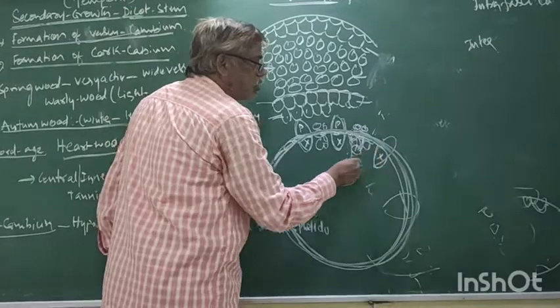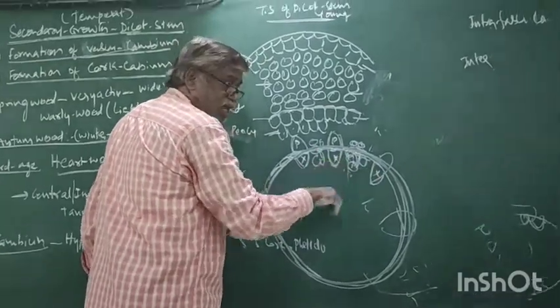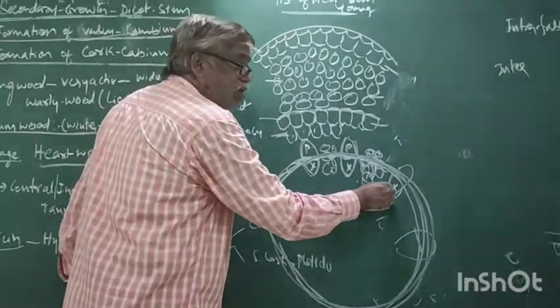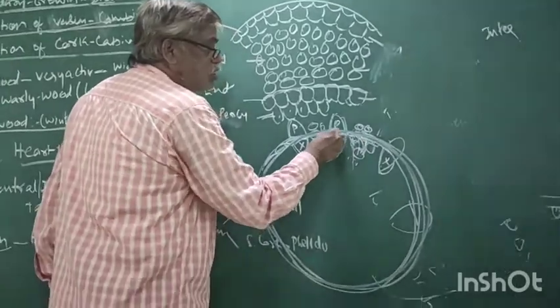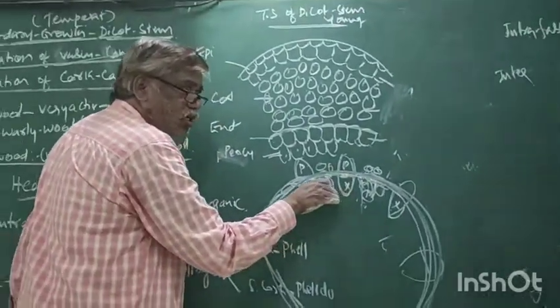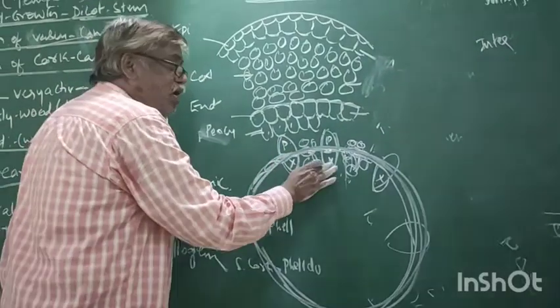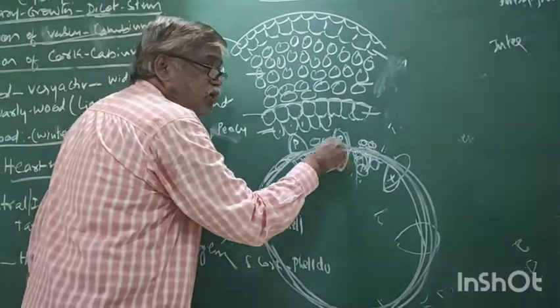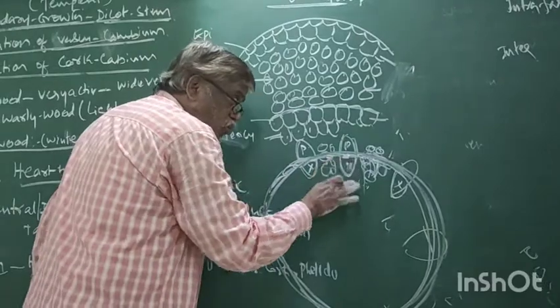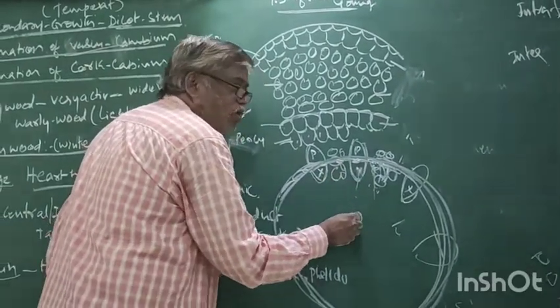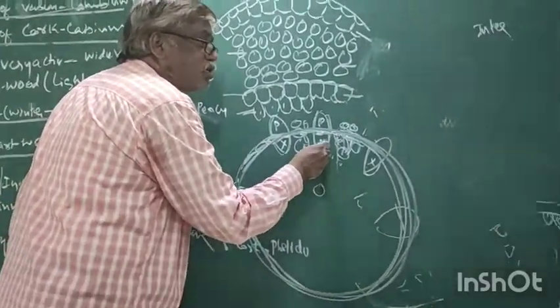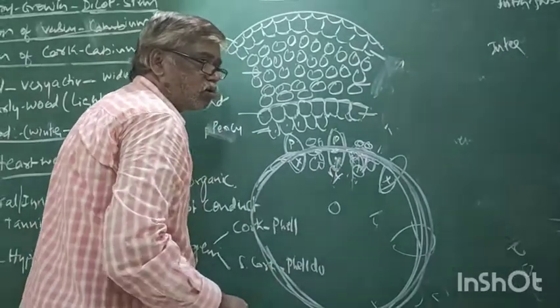Actually, what is this? Xylem. This is primary xylem. Now, these new cells go inwards. The primary xylem, already present, moves towards the center. This place is occupied by the secondary xylem. Catch the point.